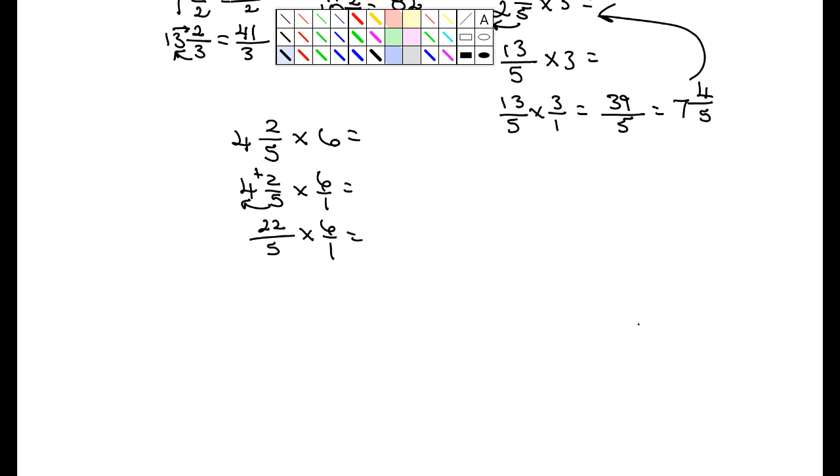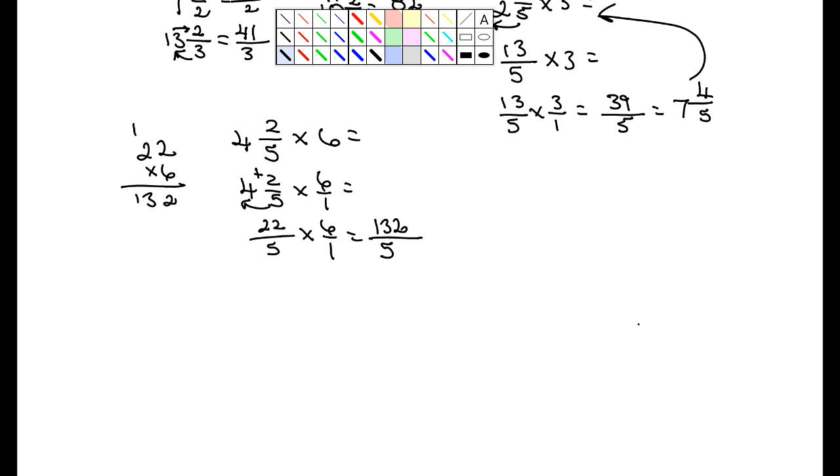Across. 22 times 6, that's 132. Yep, 132. And then you multiply 5 times 1, that's 5.